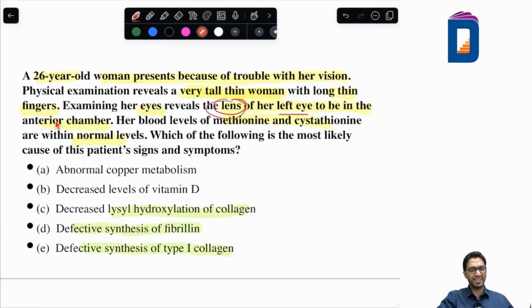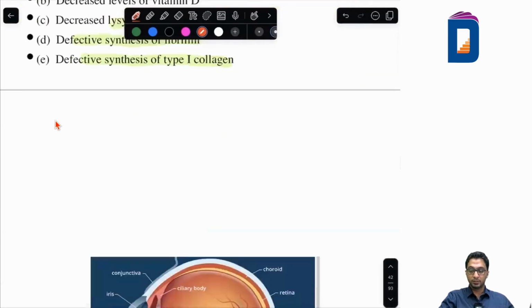So the moment lens comes to your mind, some lesions do come. One of the lesions I'll show you, but the moment lens comes, it is your Marfans. Now very clear, very tall, thin woman, because in acromegaly and gigantism, you don't have any problems with the lens. Okay, so the answer is yes.